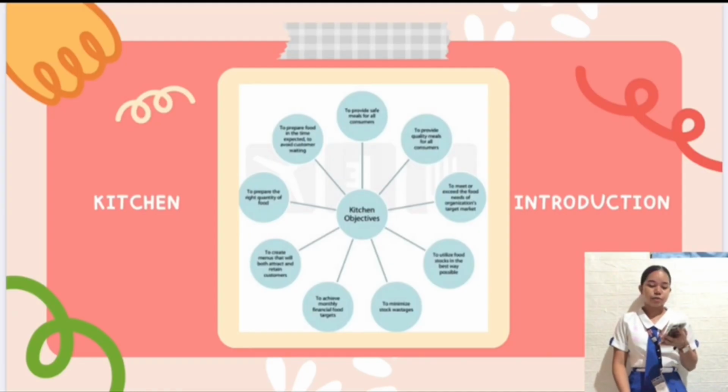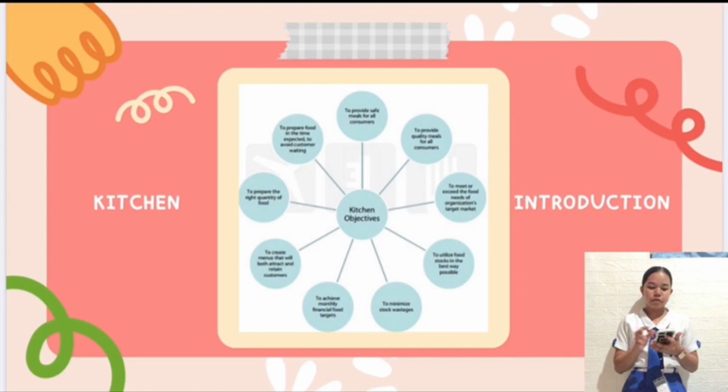Kitchen introduction. Figure 2.1 shows the main objectives of the kitchen department. We have here nine kitchen objectives. First is to provide safe meals for all consumers. So when you take orders from your customers, make sure to take down notes and ask the customers if they are allergic to the food that they ordered.